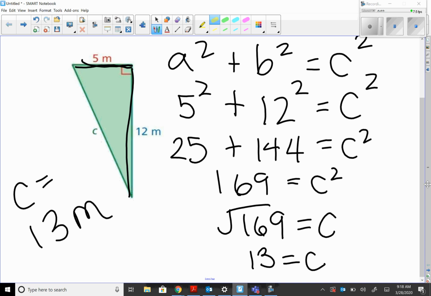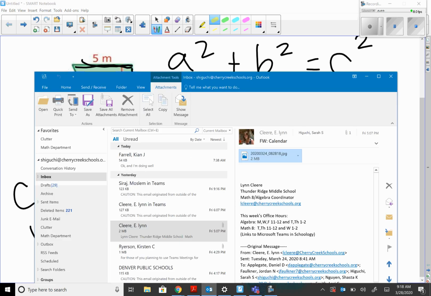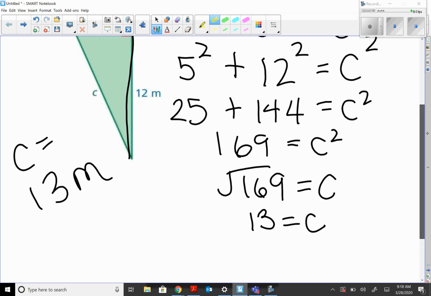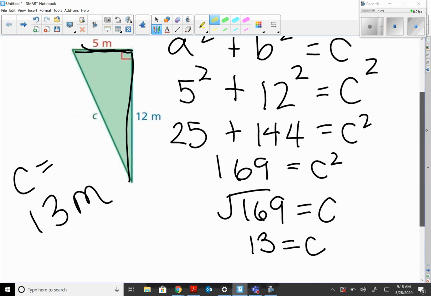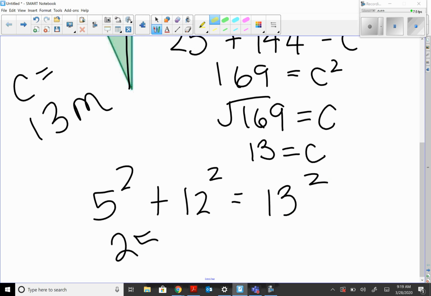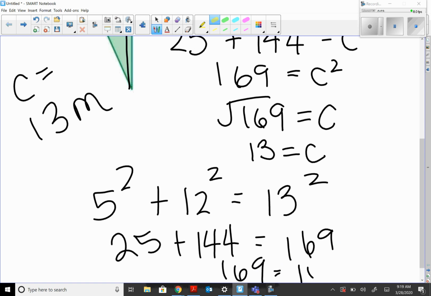I'm just going to do a really quick check of my work. So going back to the original equation, 5 squared plus 12 squared should equal 13 squared if I did everything correctly. So I'm just going to double check it. So that's 25 plus 144 should equal 13 to the second power, which is 169. And it does. So I did verify to make sure that it works.